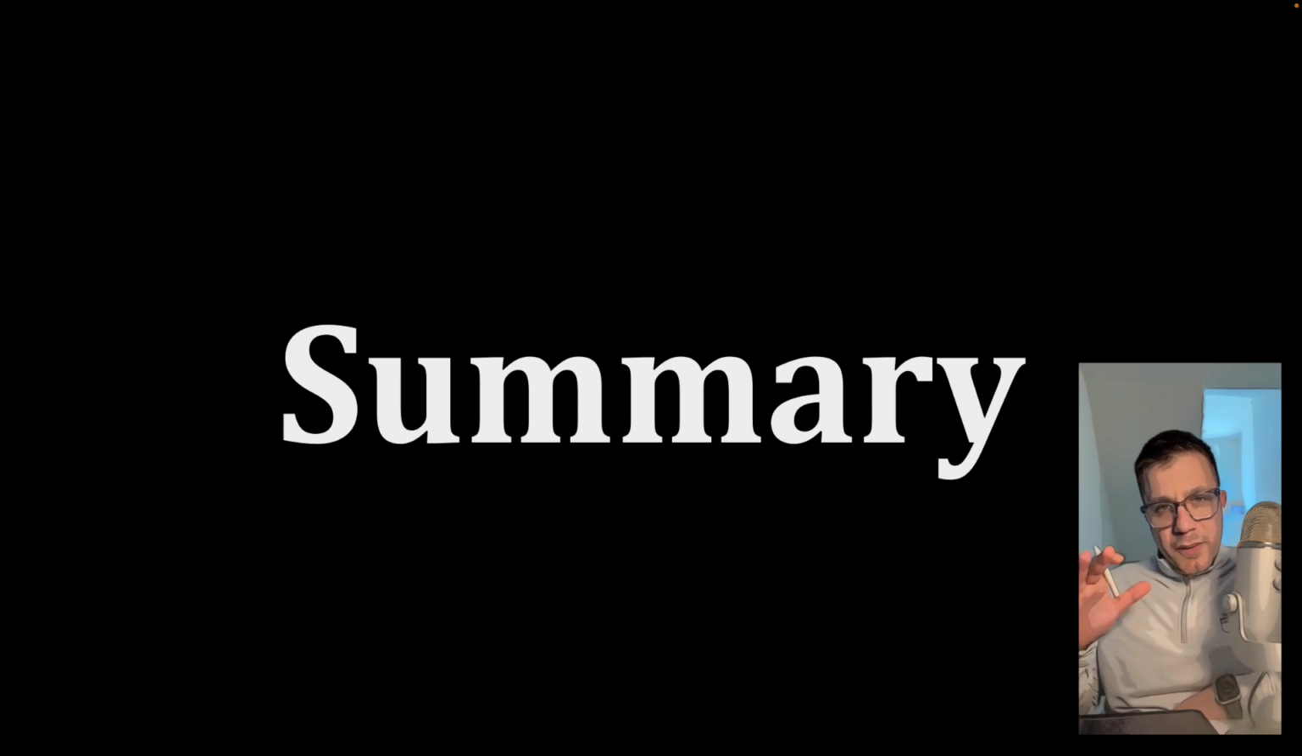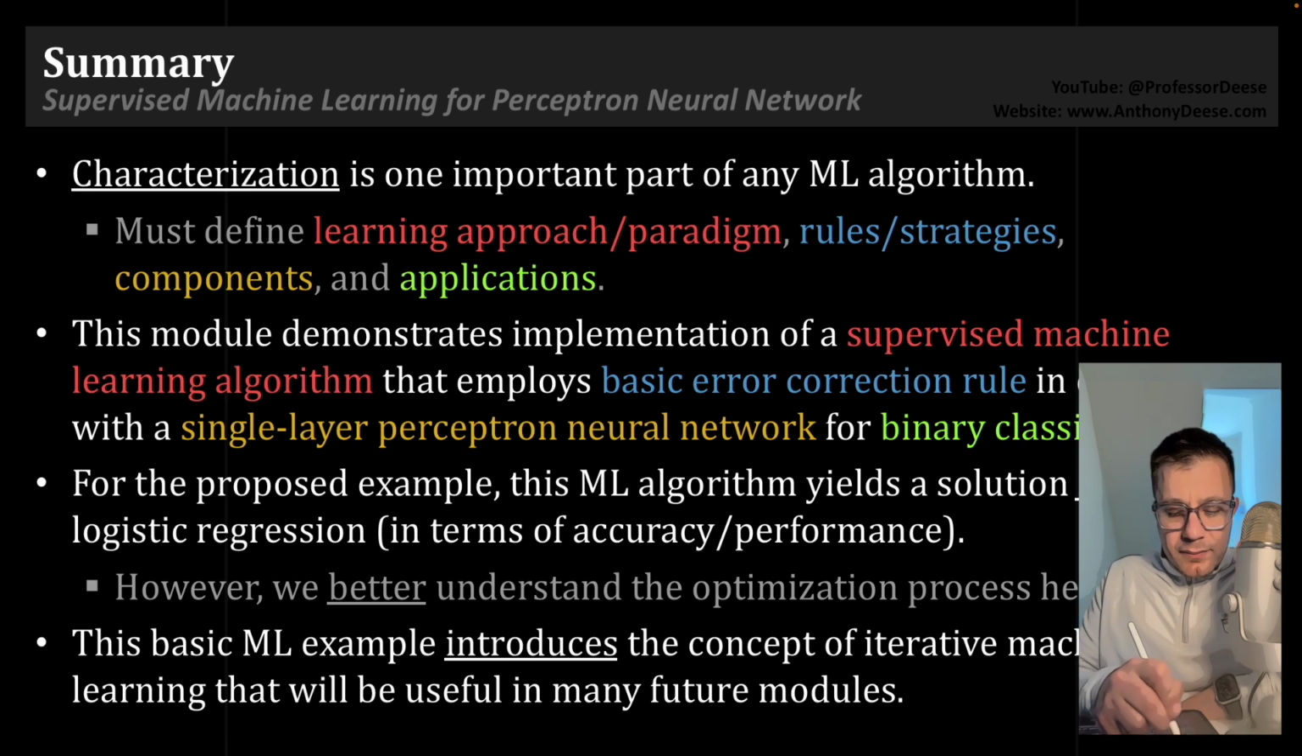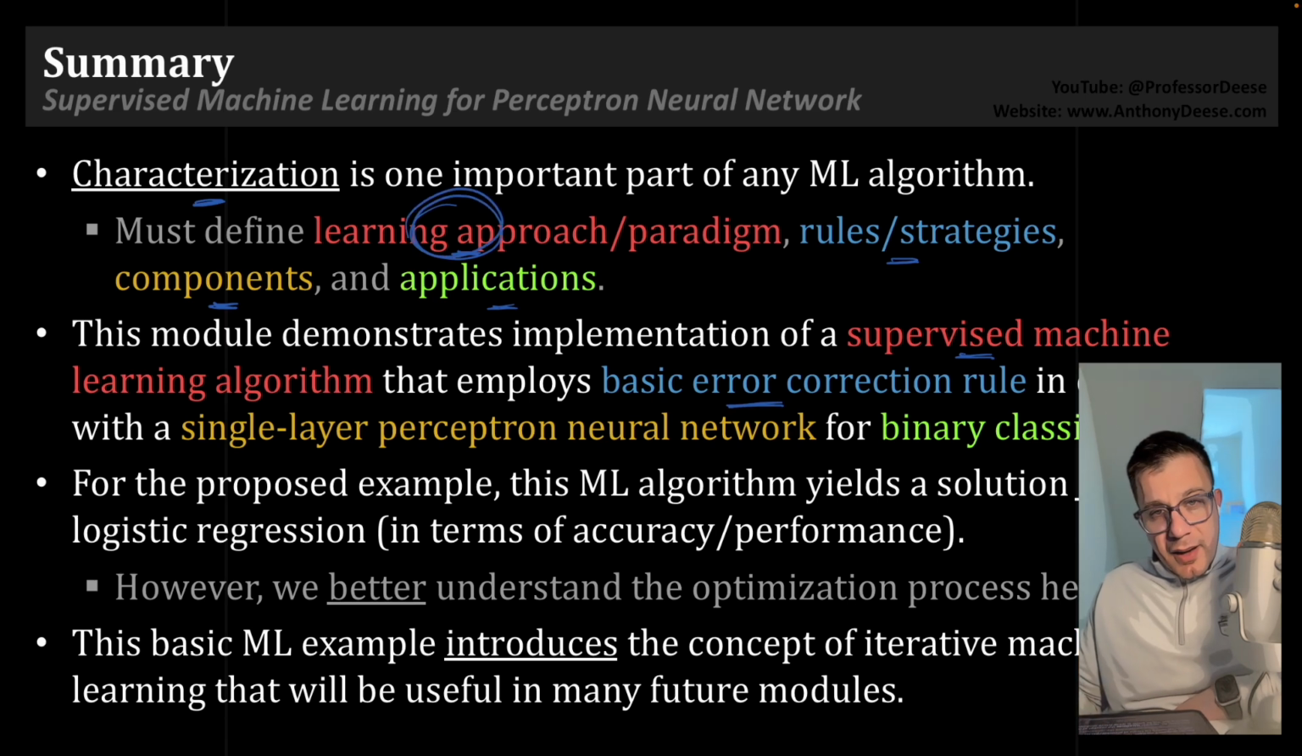So to summarize what we've discussed here in this 5th module on artificial intelligence, we began by discussing how to characterize a machine learning implementation, right? We must define the learning approach or paradigm, the rule or strategy used, the components that we employ, as well as the application that we're looking at. This module demonstrated the implementation of a supervised machine learning algorithm, which was our approach, that employs a basic error correction rule, that was our rule or strategy, in conjunction with a single layer perceptron neural network, that was the model component, for binary classification, and that was the application.